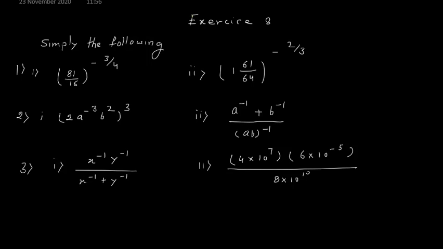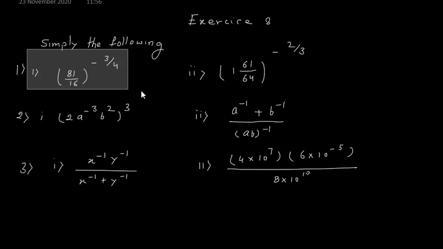You have to find the value of (81/16)^(-3/4). Okay, so let us take this question here. We have to find the value of (81/16)^(-3/4). Now 81, if you factorize, you can do it somewhere in rough, or if you know that this 81 is the square of 9, and 9 is the square of 3.